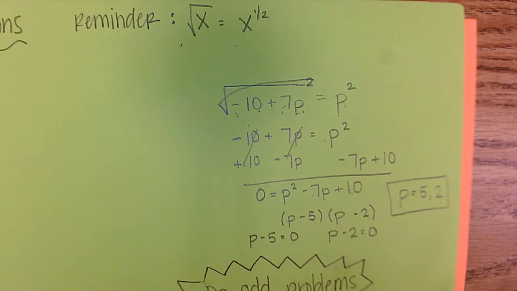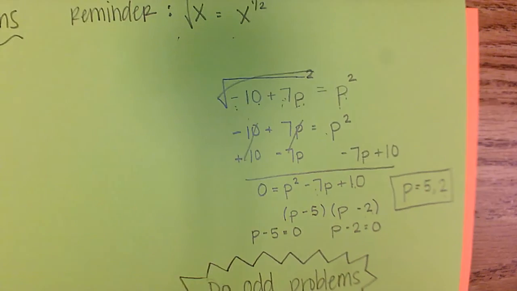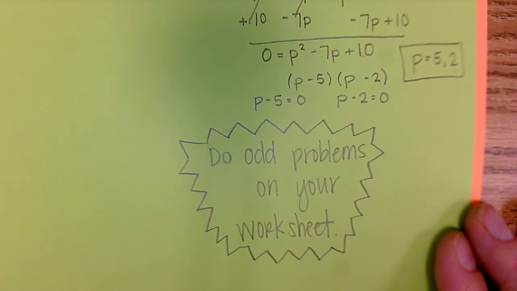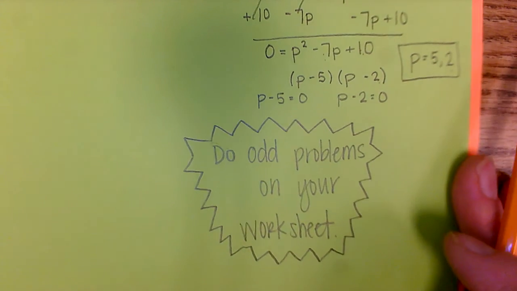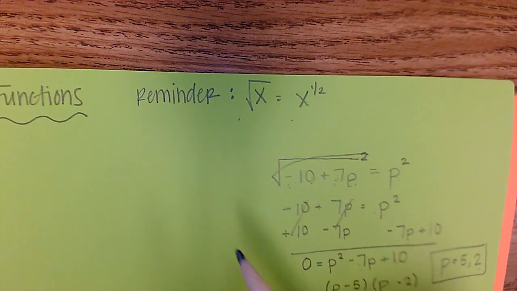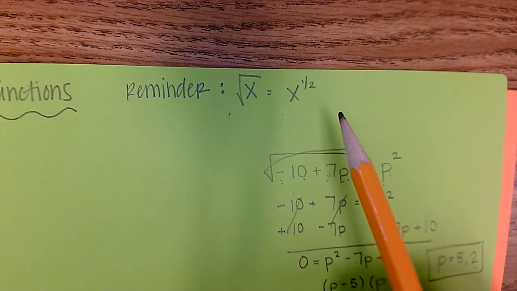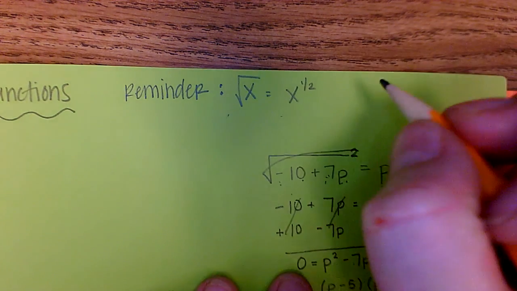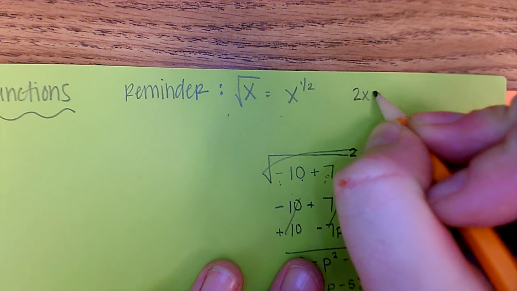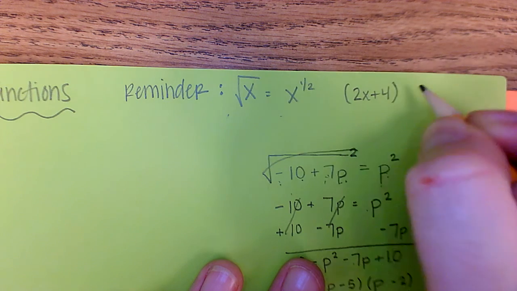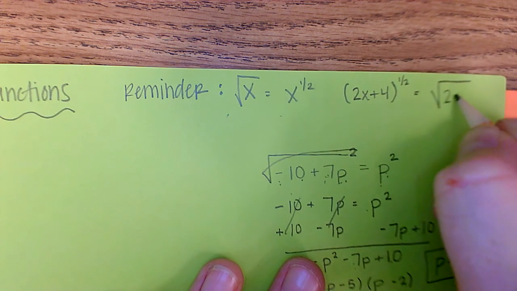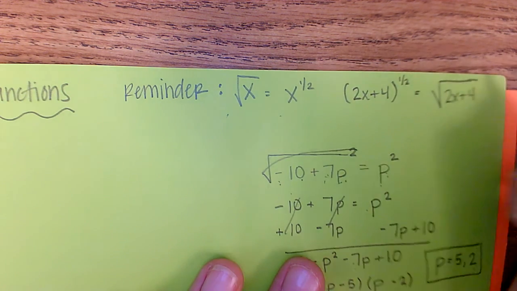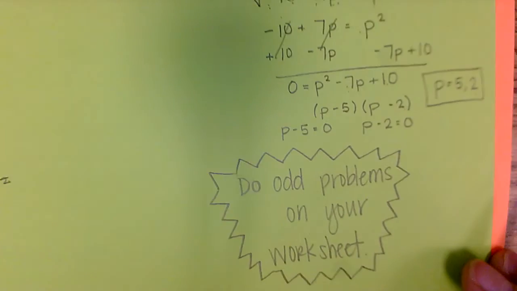So once you've completed this video, you can go on to your worksheet and do your odd problems on your worksheet. So make sure you do your odd problems. Again, don't forget that the square root of x is the same thing as x to the 1/2. So if you see 2x plus 4 to the 1/2, it's the same thing as the square root of 2x plus 4. Okay, so on to do your odd problems.